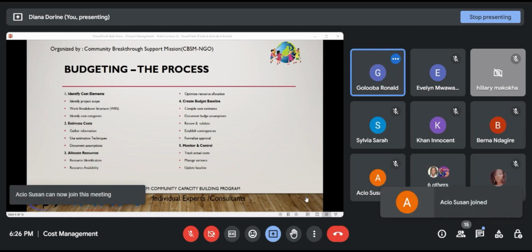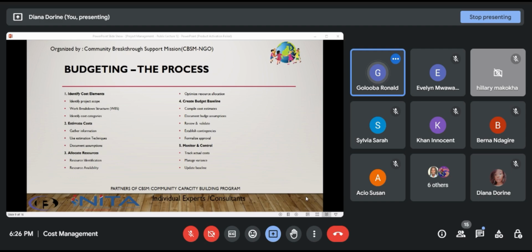Then you're looking at materials that this person will need. You're looking at equipment. You're looking at overhead costs. You're looking at subcontracting. You're looking at travel, and you're looking at contingencies. Those are some of the cost categories that you can estimate, and it all depends. Different institutions have different cost categories or budget lines, as some institutions call them.